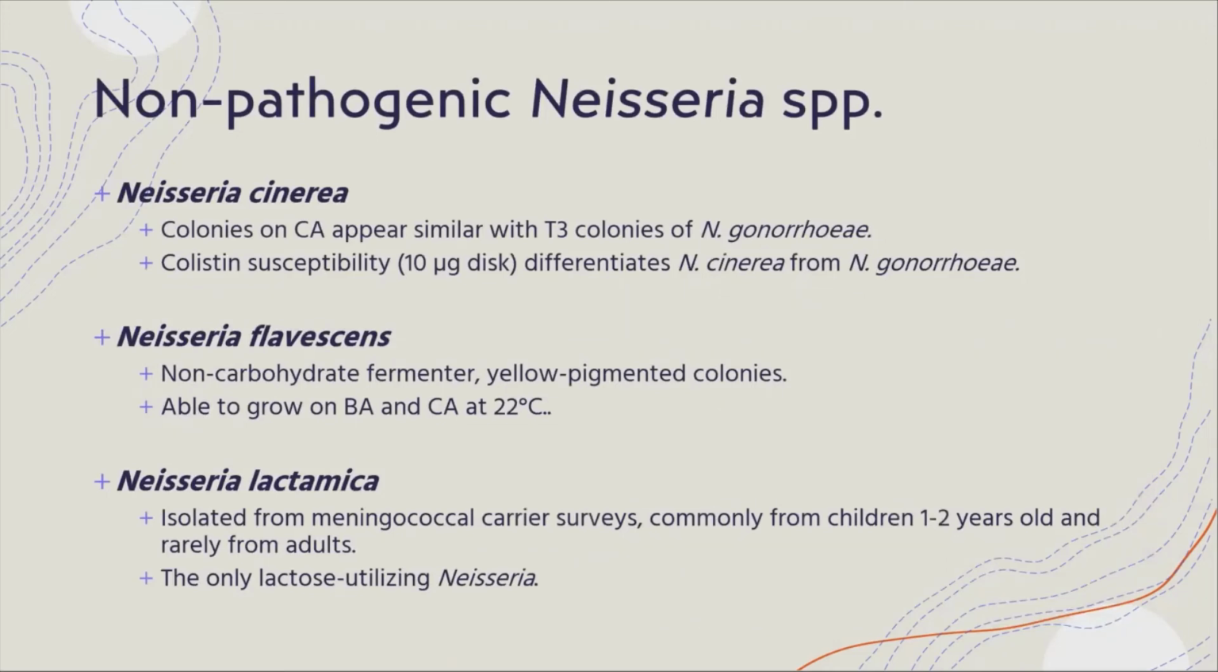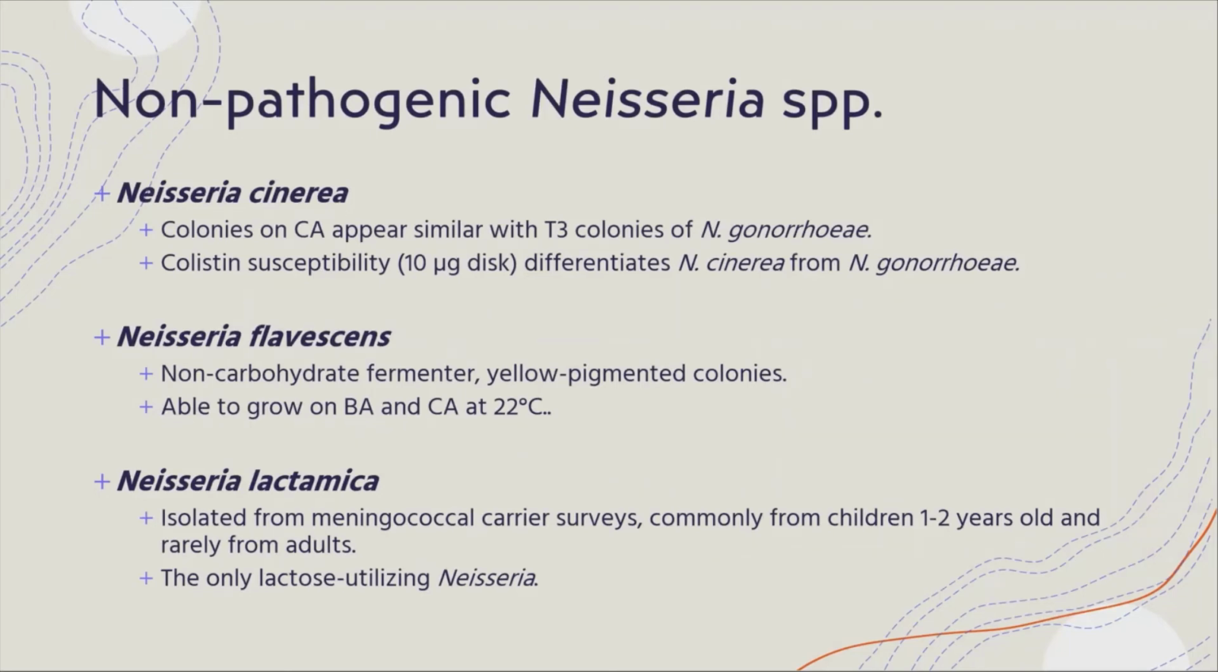So we have Neisseria cinerea. So the colonies on CA appear similar to your T3 colonies of Neisseria gonorrhoeae. So di ba yung T3 and T5 natin, or T3 to T5, they are the avirulent strain. So yung wala silang pili. Colistin susceptibility differentiates Neisseria cinerea from Neisseria gonorrhoeae.